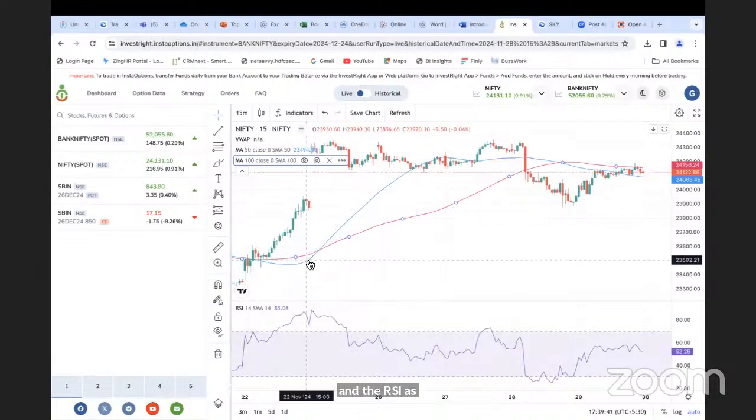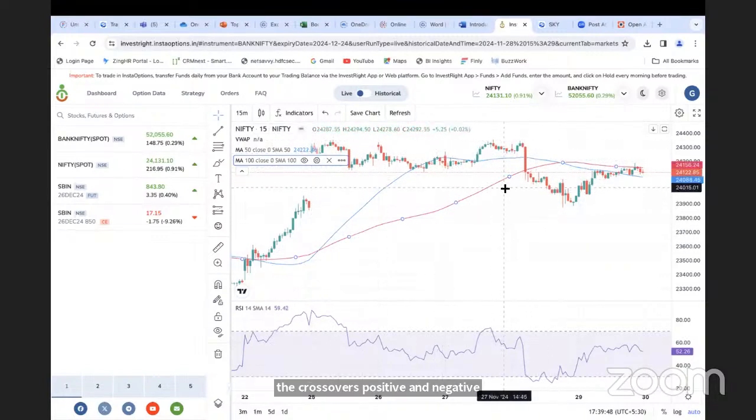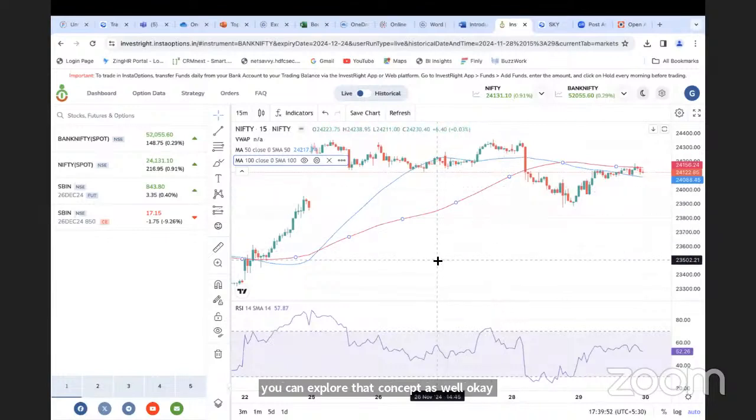The way I had told you about the crossovers, positive and negative, you can explore that concept as well. But whenever you are using indicators, just make sure that you're not making combinations of too many indicators. Two indicators, three indicators is fine, but the more indicators you use together to extract clues for trading, the tougher your filtered trading will be.